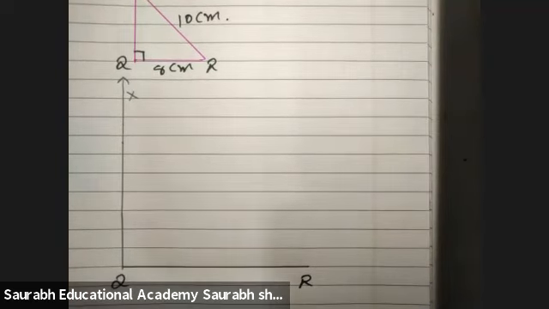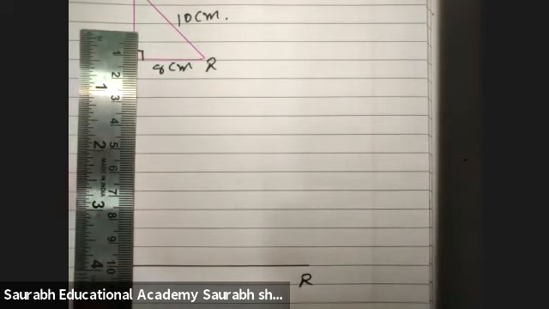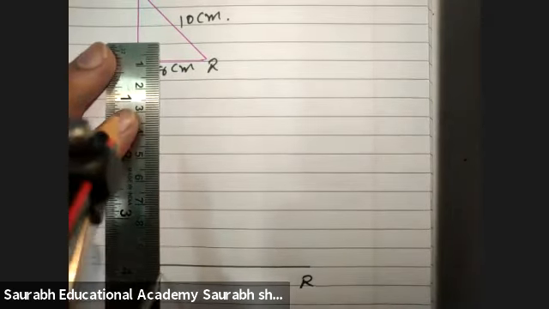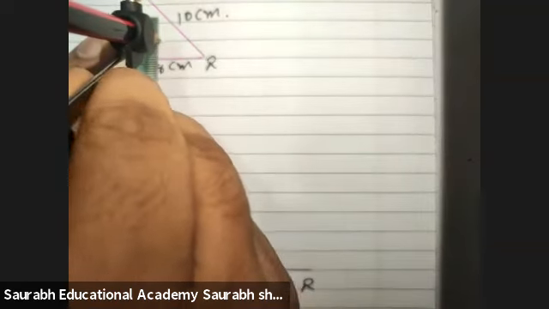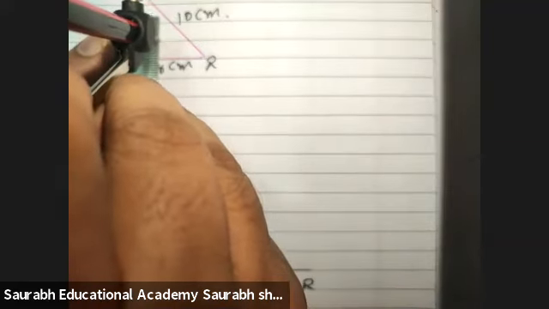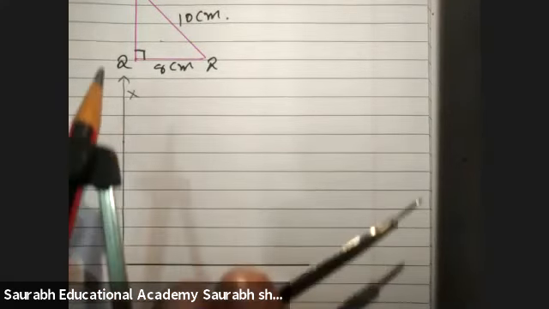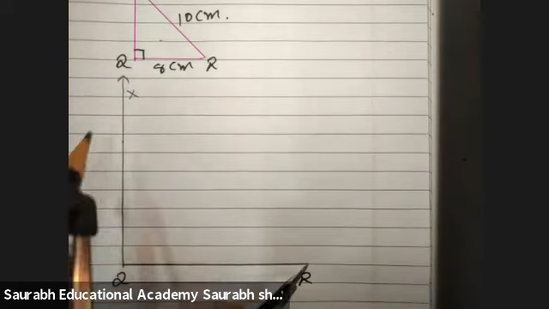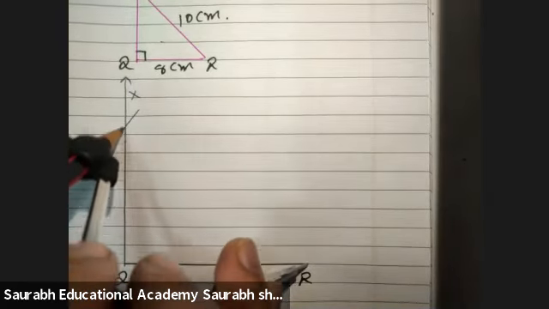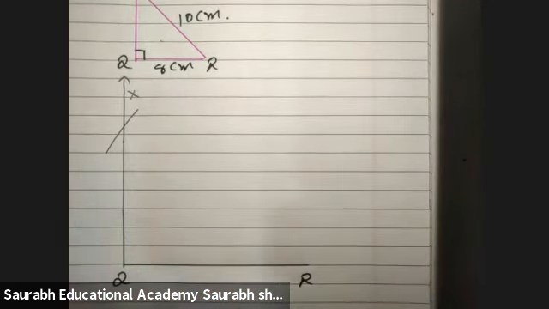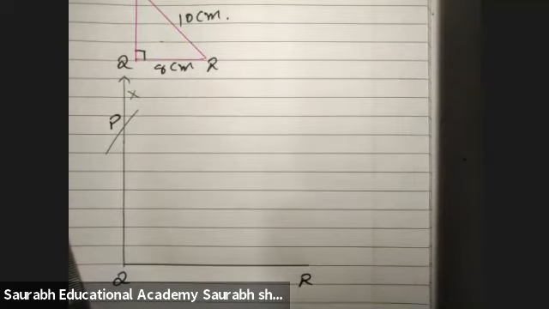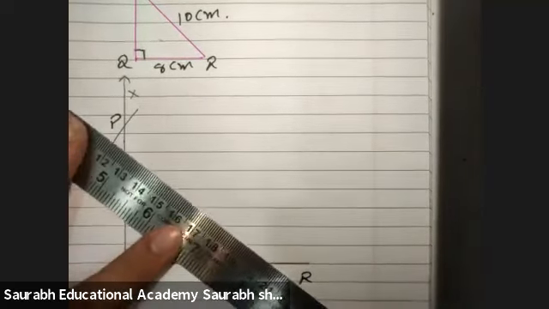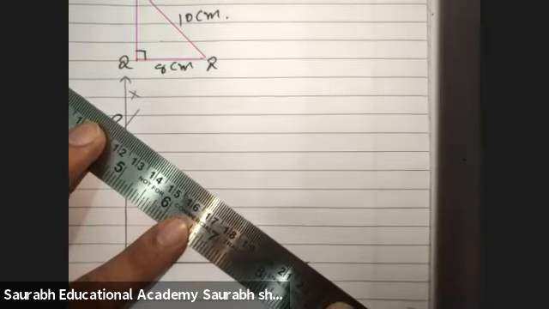Now, I will take a measurement of 10 centimeter, and I will put that on R and draw an arc here in this way. This arc is of 10 centimeter, right? Now where it intersected, I will give the name P, and join this PR. I will join P and R.